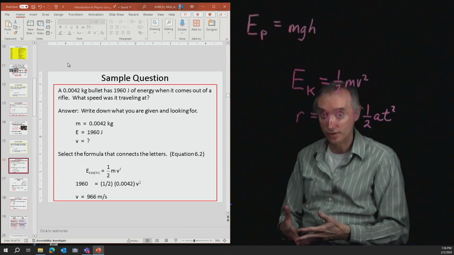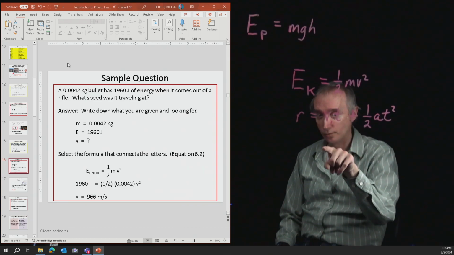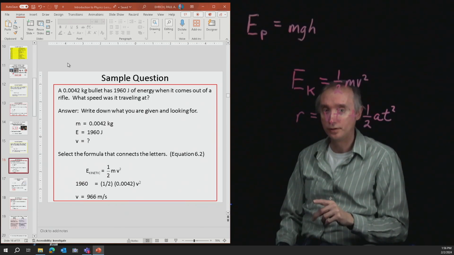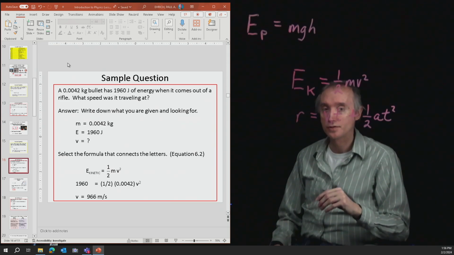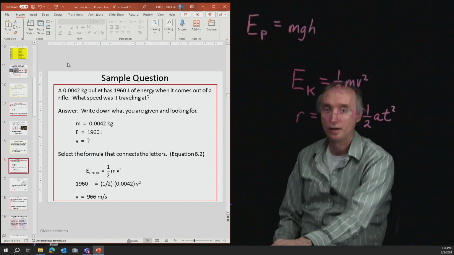Well, it's kinetic energy. So we plug in our numbers there, and we get the speed of the bullet, and then don't forget to put the unit on the end of it. So it's a speed, it's a velocity, so it's meters per second. So that's how fast that bullet would be coming out of the gun.